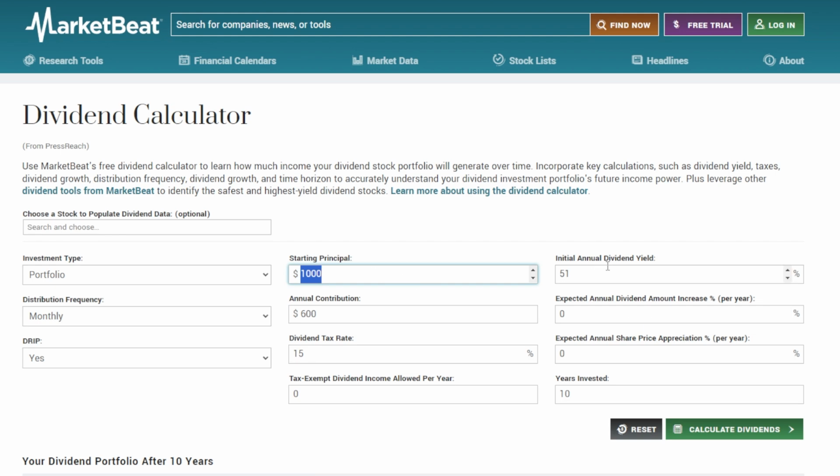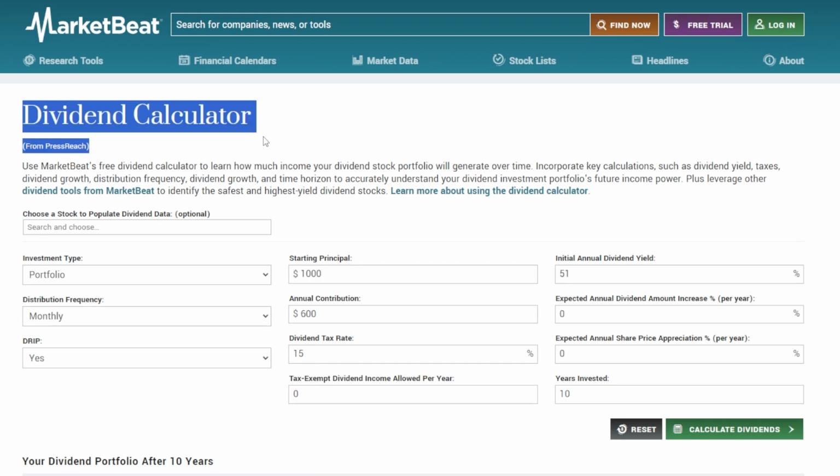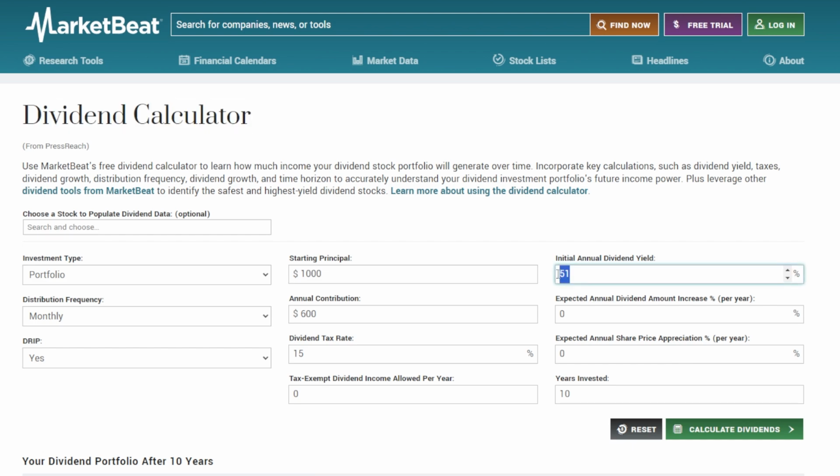Now, the initial annual dividend yield is 51%, at least that's the distribution rate that it's offering as of right now. But again, the hard part about TSLY, and the hard part about using TSLY in something like a dividend calculator, is you're not necessarily going to be able to have a real honest idea of what things are going to look like, because these numbers are going to change so much.